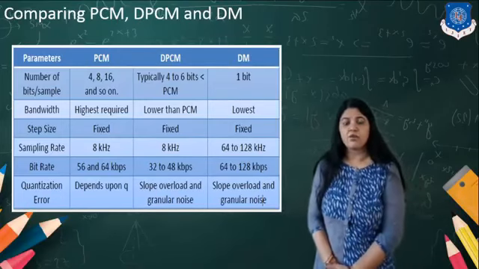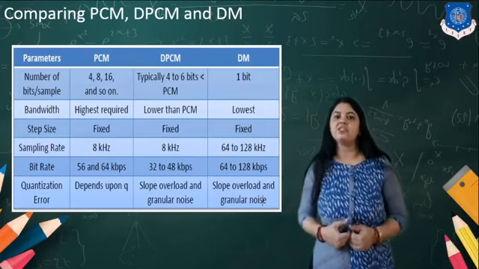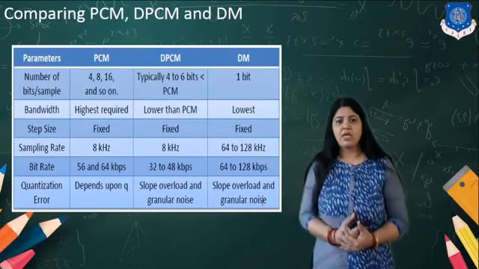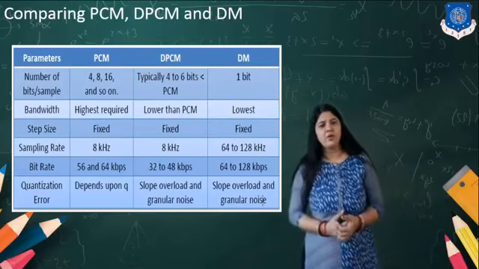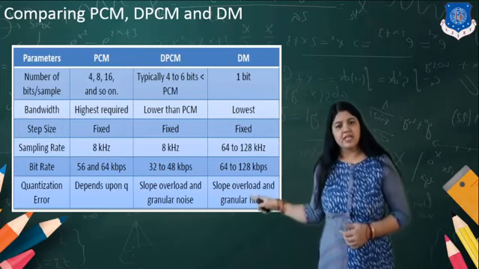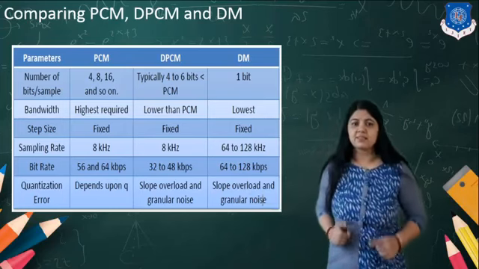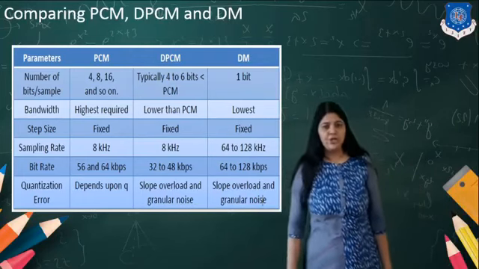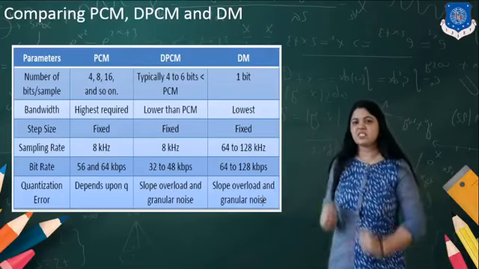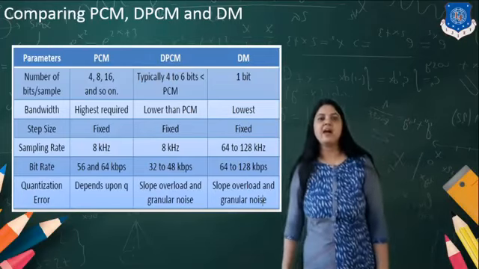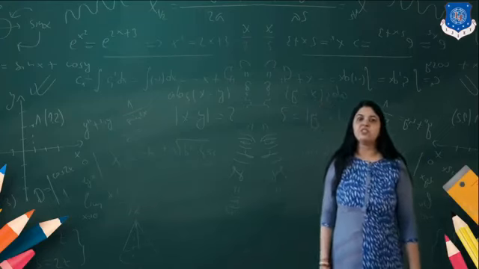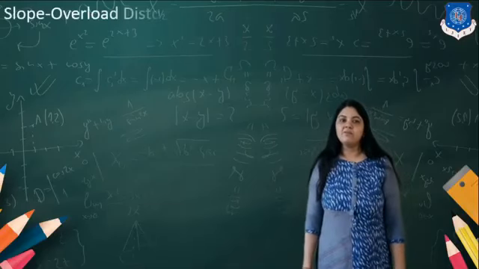The quantization error, as we know, depends on the quantization levels; it is quantization noise in the case of PCM. In DPCM, we again obtain slope overload and granular noise. And in the case of DM, again the problem is slope overloading and granular noise. So to solve all these problems, what we studied next is adaptive delta modulation. So this is about delta modulation and adaptive delta modulation.